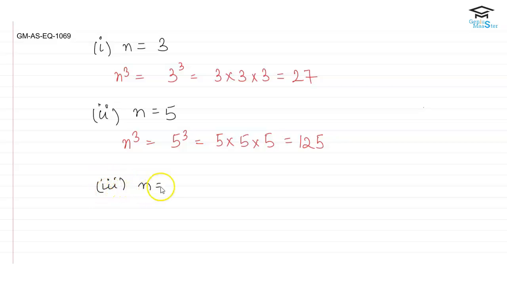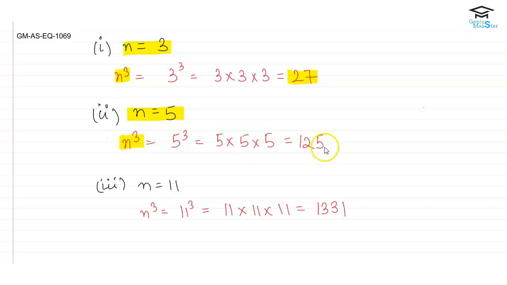Third, n we will take as 11. So n cube equals 11 cube, which is equal to 11 into 11 into 11. 11 into 11 is 121, 121 into 11 is 1331. So here n is odd, n cube is also odd. So our second statement is also verified.